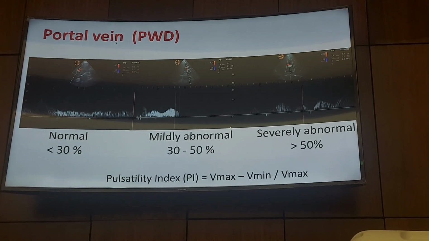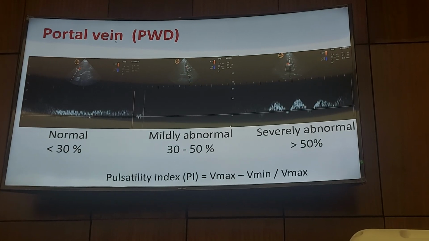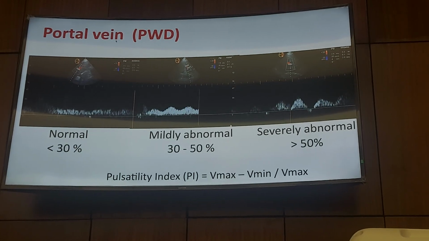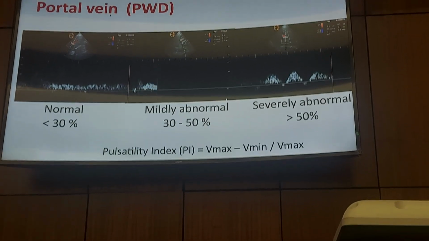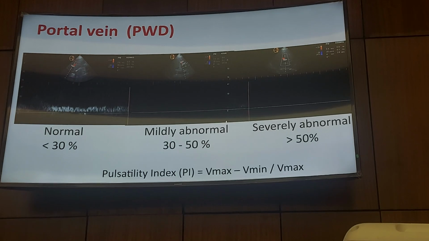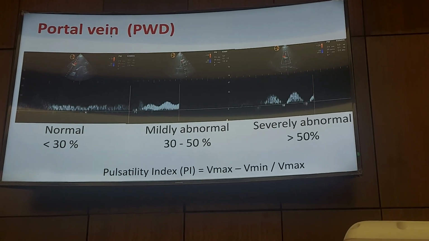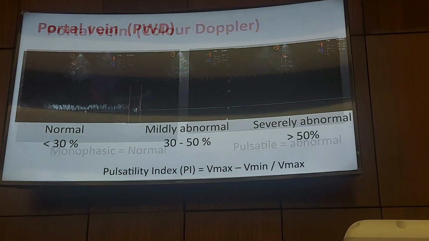In most of the situations, I don't need to do the calculation because it becomes obvious. Sometimes you see the example on your right hand side, that is more than 100% pulsatility. There is even reversal of the flow under the baseline, and that indicates severe systemic venous congestion, and that is much more specific than hepatic vein.